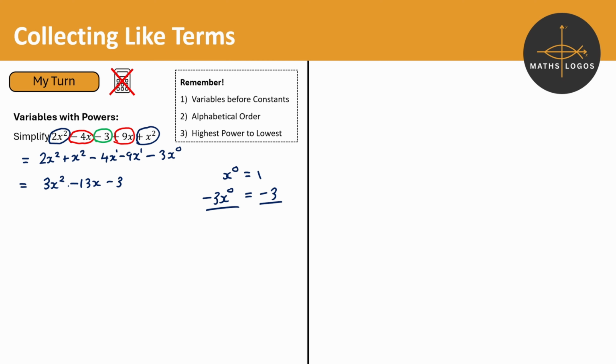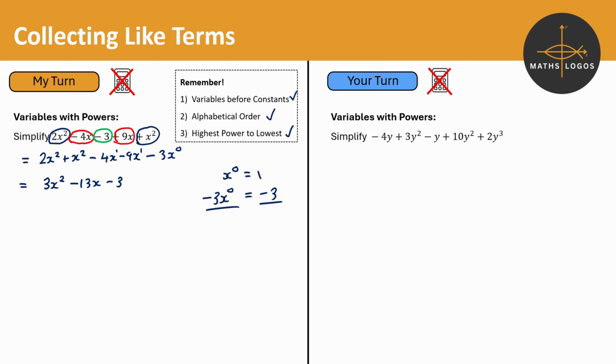So that would be my final answer, and I just need to check my rules. Are the variables before the constants? Well, yes, because my 3x squared and my x come before my 3. Is it in alphabetical order? Well, I'm not too concerned with that rule in this case, so that's okay. And are they in highest power to lowest power? Well, we already talked about how they are, so that's okay as well. Pause the video and give this question a go.